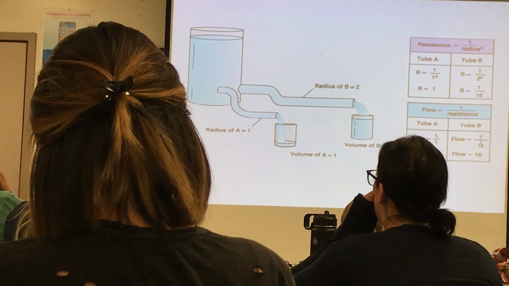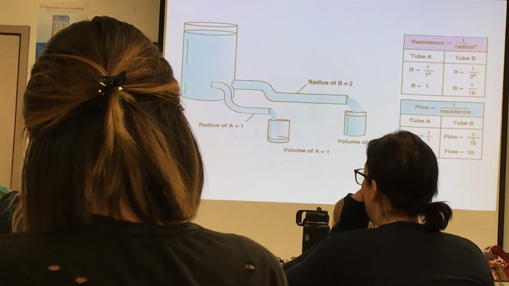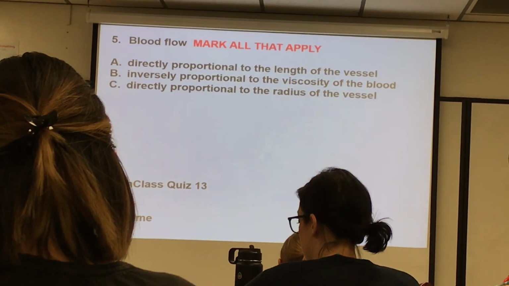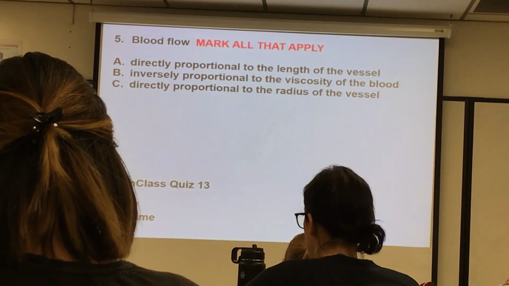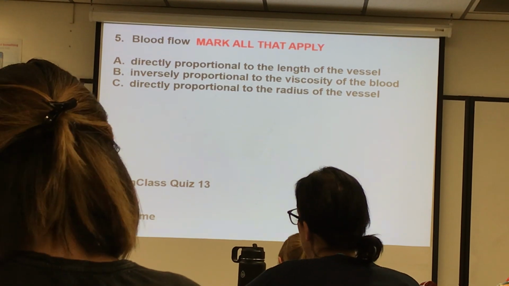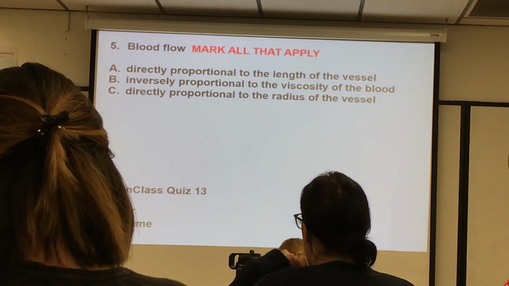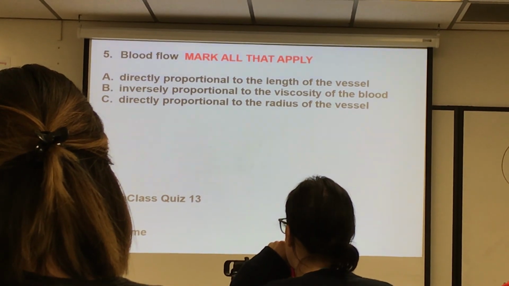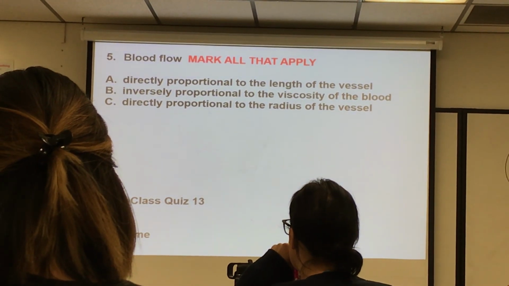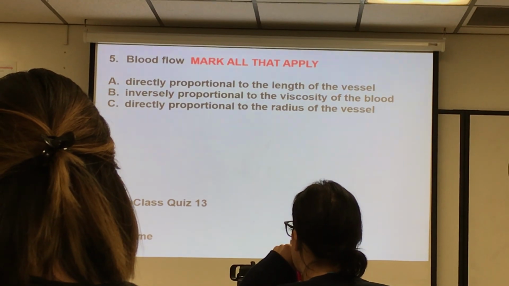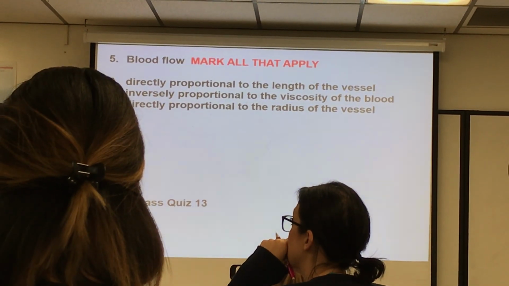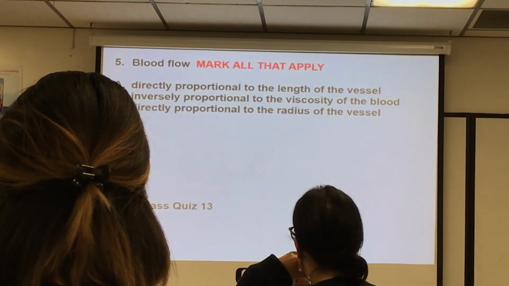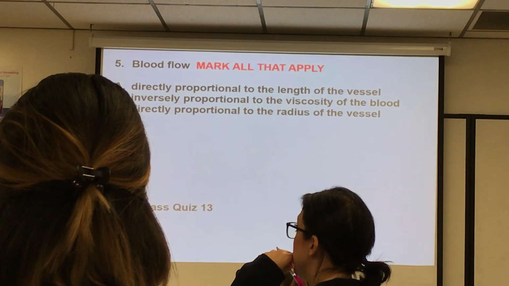All right, so our last question, I'm not done with the lecture, but our last question here. Mark all that apply. Which of these is a true statement? Blood flow, that's the rate, milliliters per minute of blood flowing through a vessel, is directly proportional to the length of the vessel. So what this is saying is, will blood flow faster if the length of the blood vessel gets longer? Then it's inversely proportional to the viscosity of the blood. We haven't talked about that yet, so I'll come back to this question.